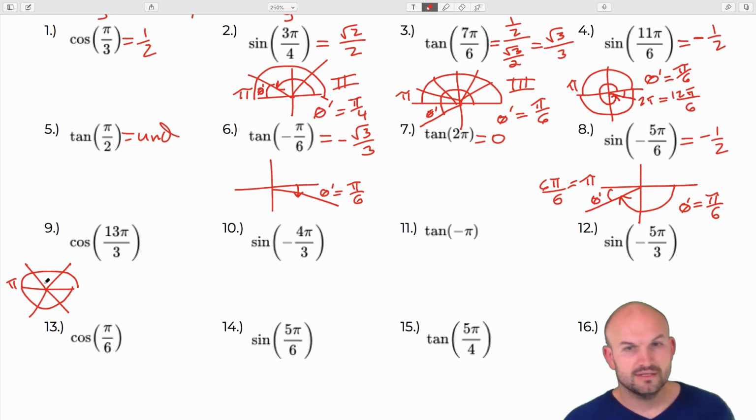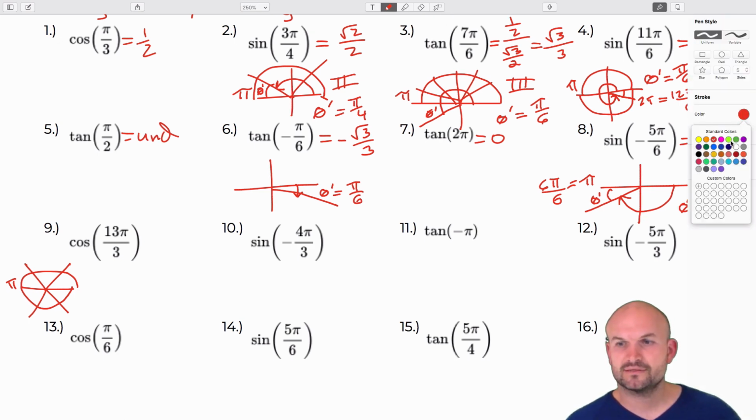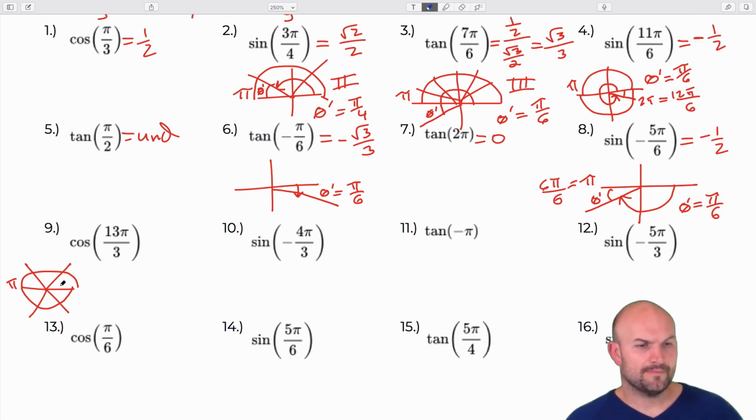So let me try this maybe in a different color so I can get a little more expansive. Okay, so pi over 3, 2 pi over 3, 3 pi over 3, 4 pi over 3, 5 pi over 3, 6 pi over 3, 7 pi over 3, 8 pi over 3, 9 pi over 3, 10 pi over 3, 11 pi over 3, 12 pi over 3, and 13 pi over 3.